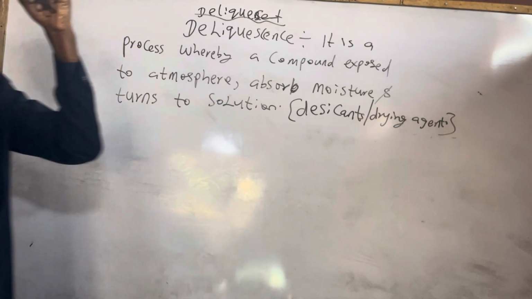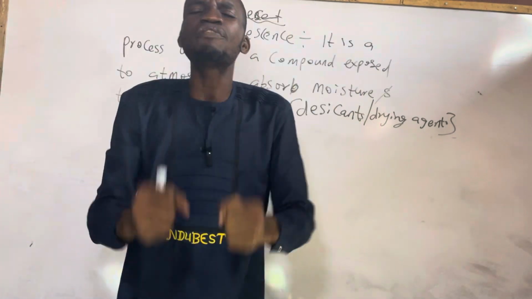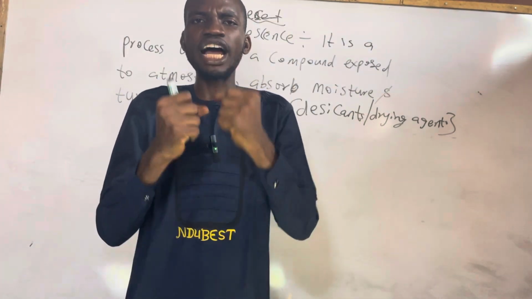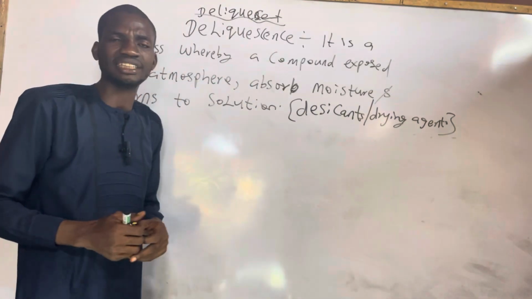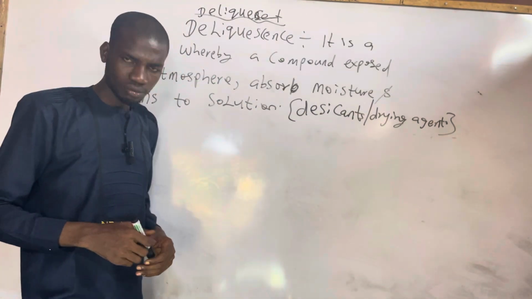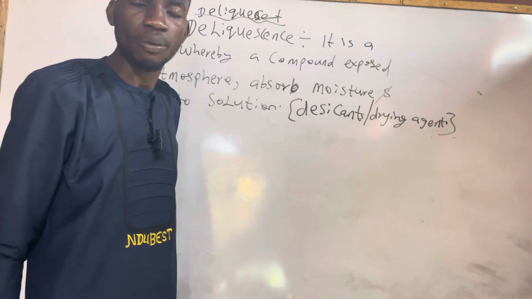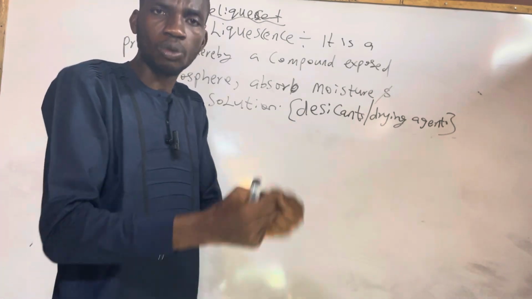Desiccant means they have a high affinity for water. They can dry. They have affinity for drying. That is what we mean by desiccant. They are used as a drying agent because of their high affinity for water. When they are exposed, they absorb water and form solution.